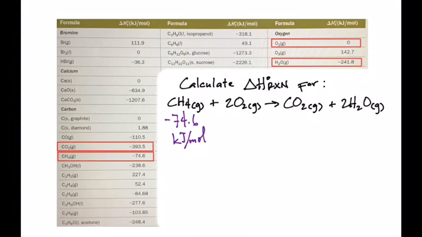And then we can do the same thing for oxygen gas. And as you can see, oxygen gas is 0 because it's elemental oxygen. So this is 0 kilojoules per mole. And then we can do the same thing for carbon dioxide. Carbon dioxide is negative 393.5. And the last one here is water vapor, which is negative 241.8.